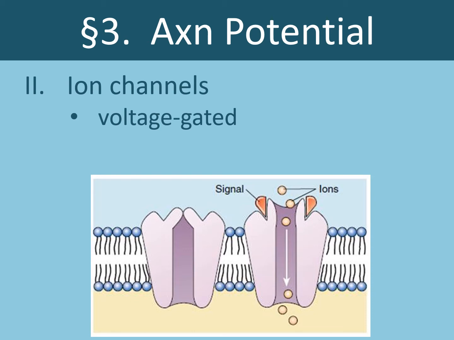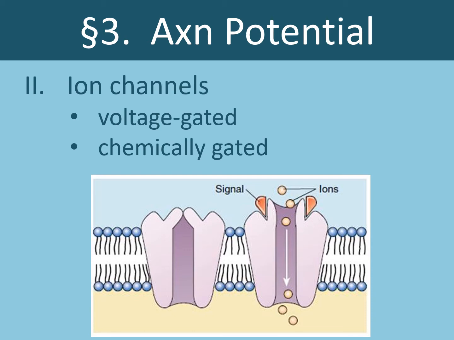But some channels are gated. They can open or close in response to some sort of stimuli. One stimuli that can open or close an ion channel is a change in voltage. That is a change in charge differential across the membrane. These are called voltage-gated ion channels. Another type of channel is a chemically gated ion channel. These channels require a molecule to physically bind to the channel to open or close the gate. They are also sometimes called ligand-gated ion channels.